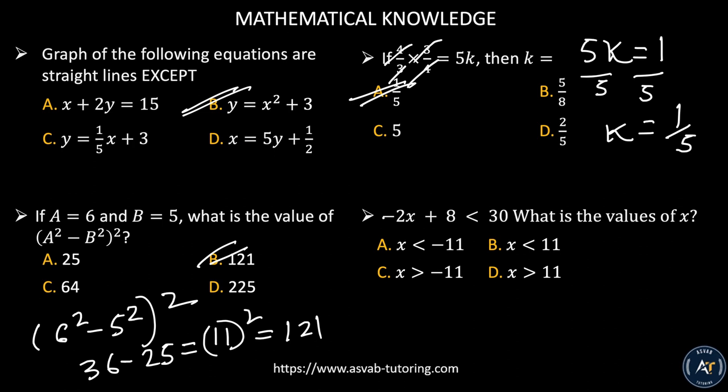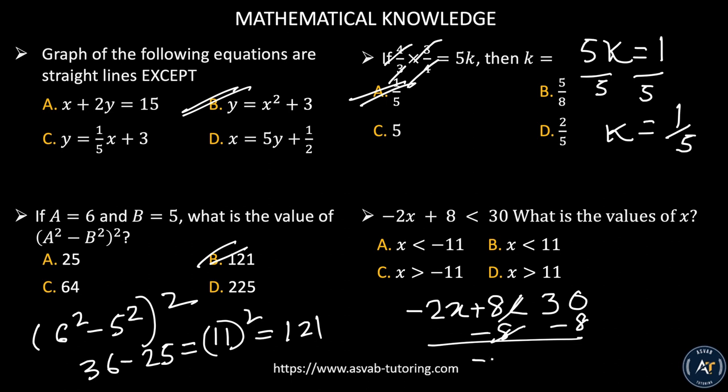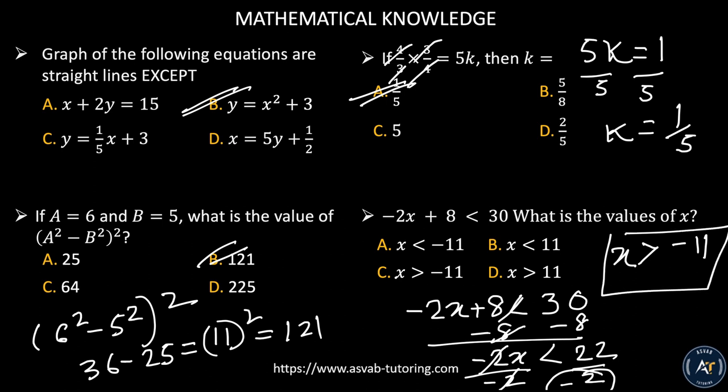Next question, negative 2x plus 8 is less than 30. What is the value of x? So let's do the regular way. So negative 2x plus 8 less than 30. What do you have to do first? So you have to subtract both sides by 8, right? So that gives you negative 2x less than 22. Divide both sides by negative 2. So that gives you negative 2, negative 2 cancel out, gives you x is greater than negative 11. So anytime you divide by a negative number, the sign will change for the inequality. So that is the correct answer. So the answer option will be letter C.